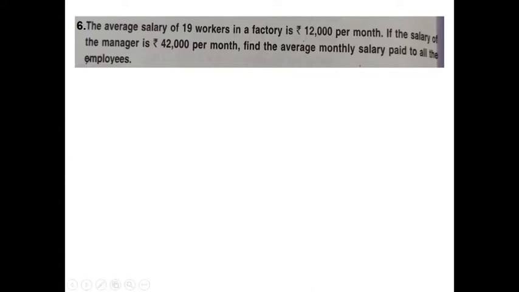Question 6 is: the average salary of 19 workers in a factory is 12,000 rupees per month. If the salary of the manager is 42,000 per month, find the average monthly salary paid to all employees. In all the employees, 19 workers and one manager are included. So it means there would be 20 employees.